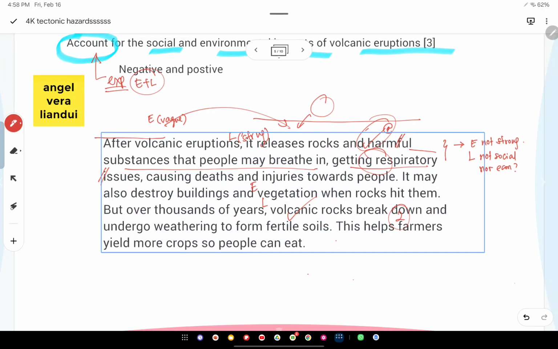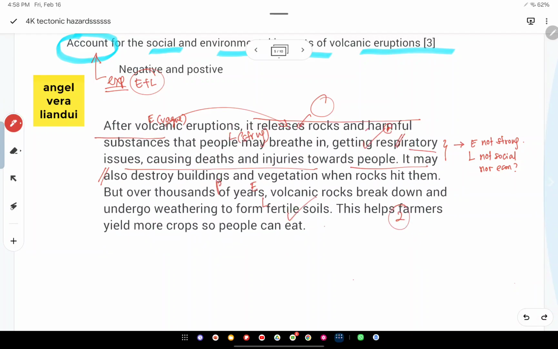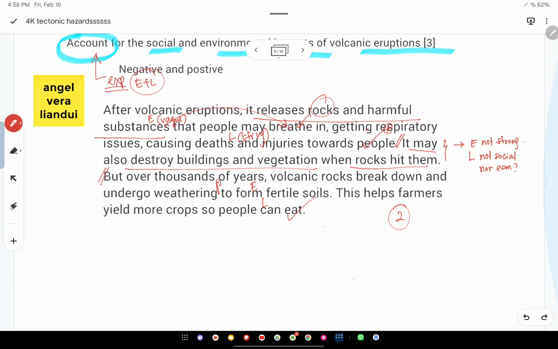What is this? Destroy buildings is, oh no, what happened here? Oh yeah, destroy buildings is physical. Okay, destroy buildings is physical. Anyway, after that, destroy vegetation is maybe environmental, but very vague. If you say loss of habitat, then better. Okay, so effectively, not social. Environmental itself also not very clear. So I cannot give. Okay, last one.